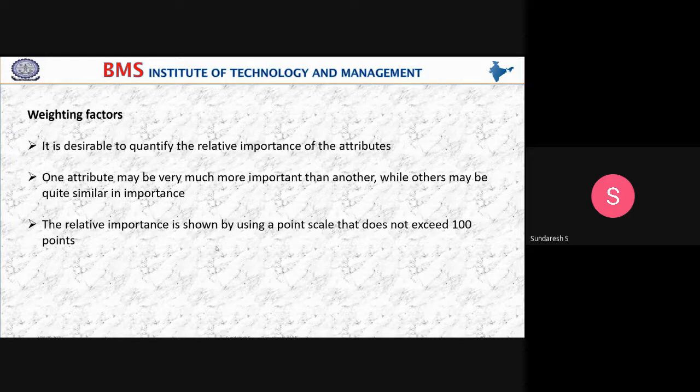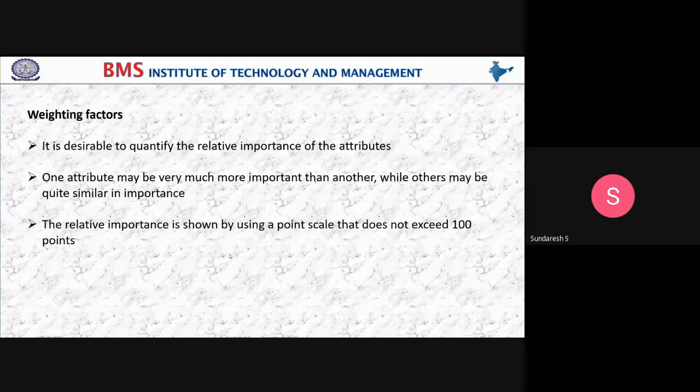The relative importance is shown by using a point scale that does not exceed 100 points. Of course, the maximum will be 100. So relative to that, you can calculate the relative importance of each parameter. This is a weighting factor.